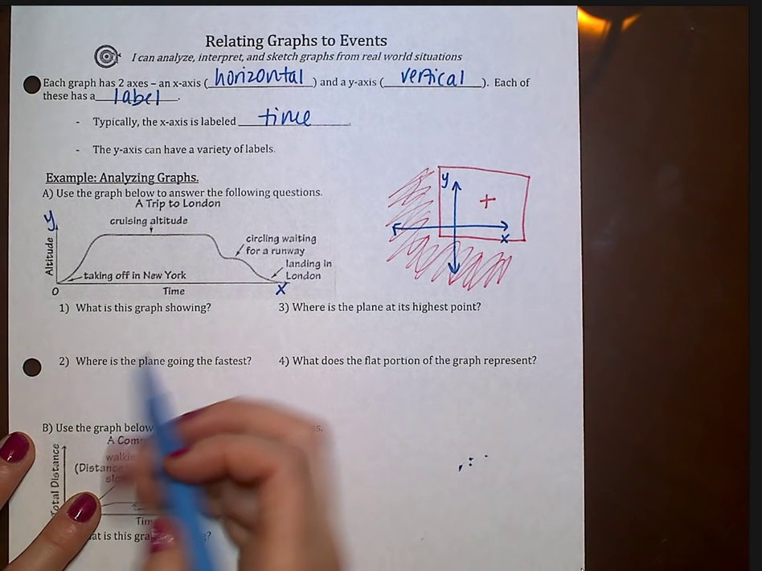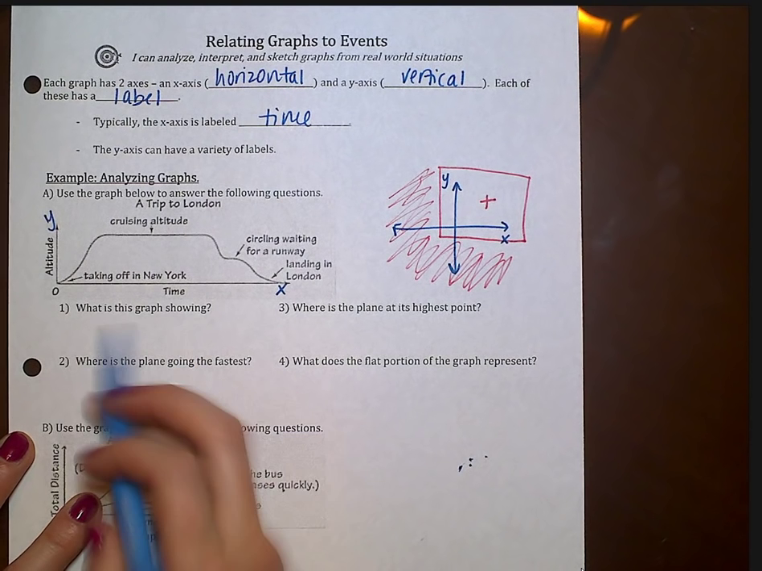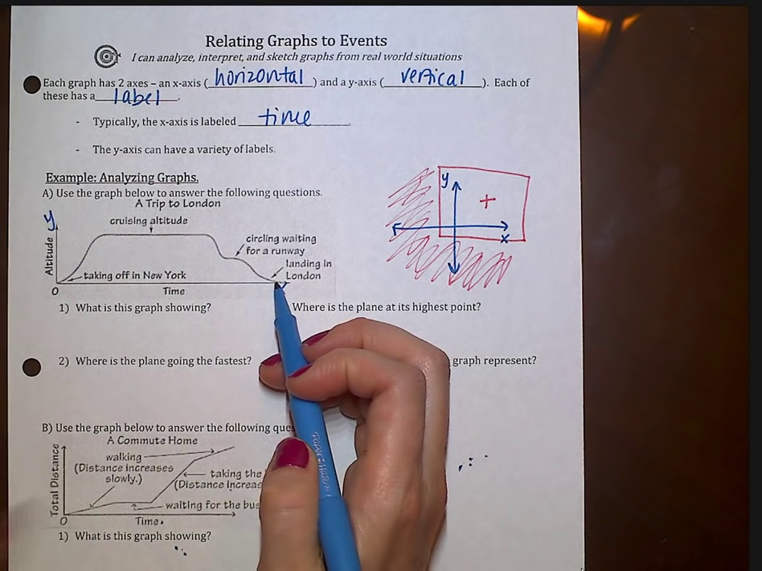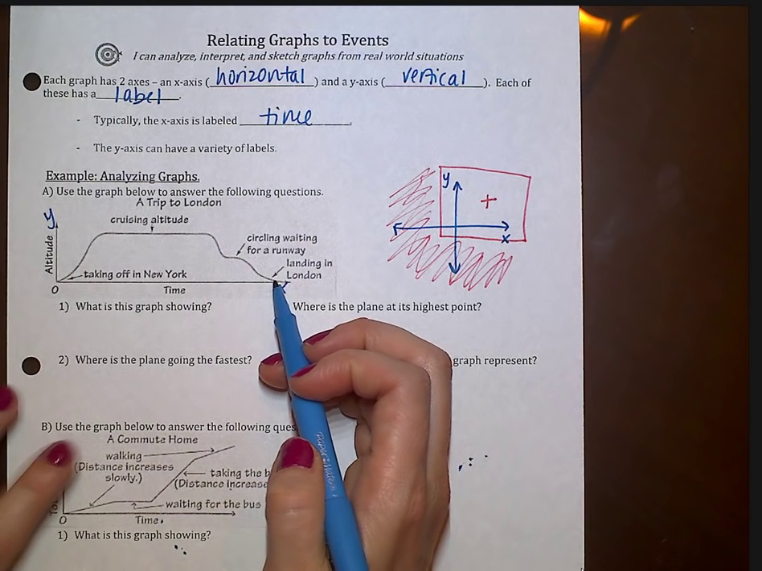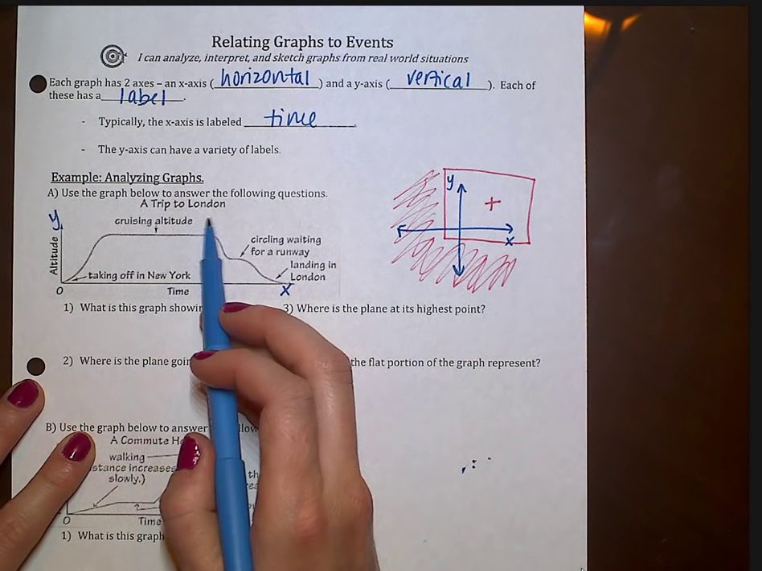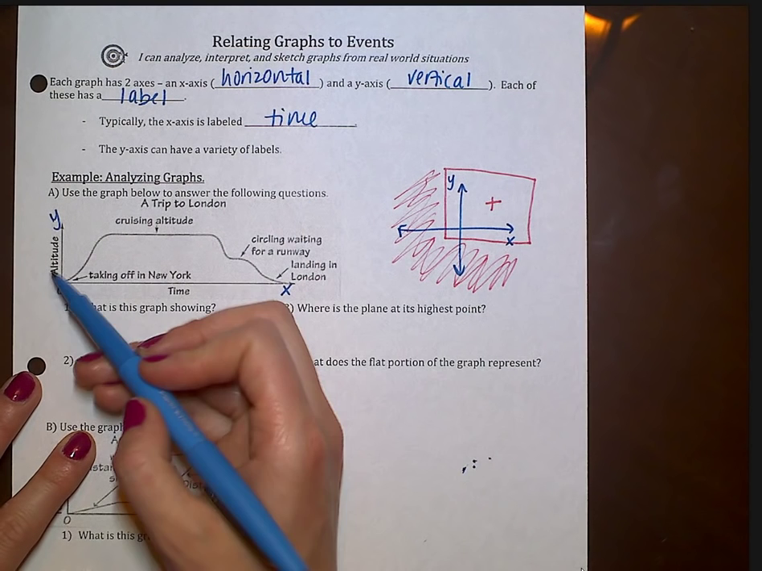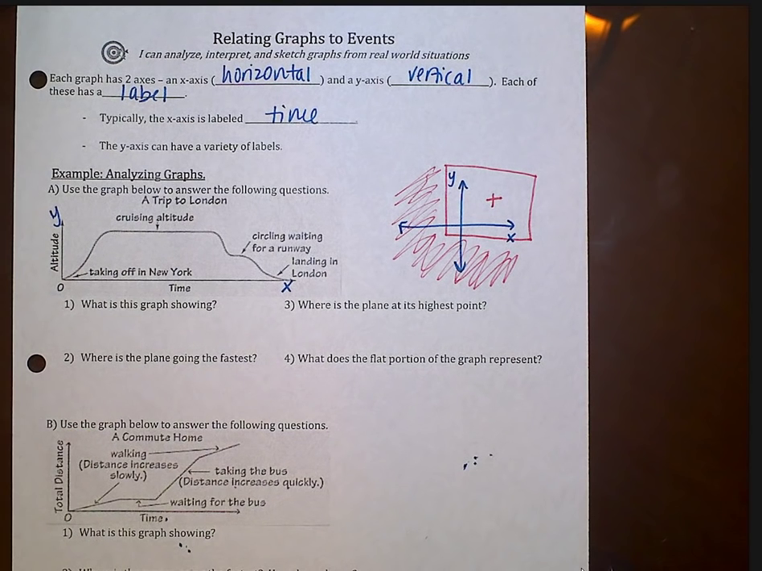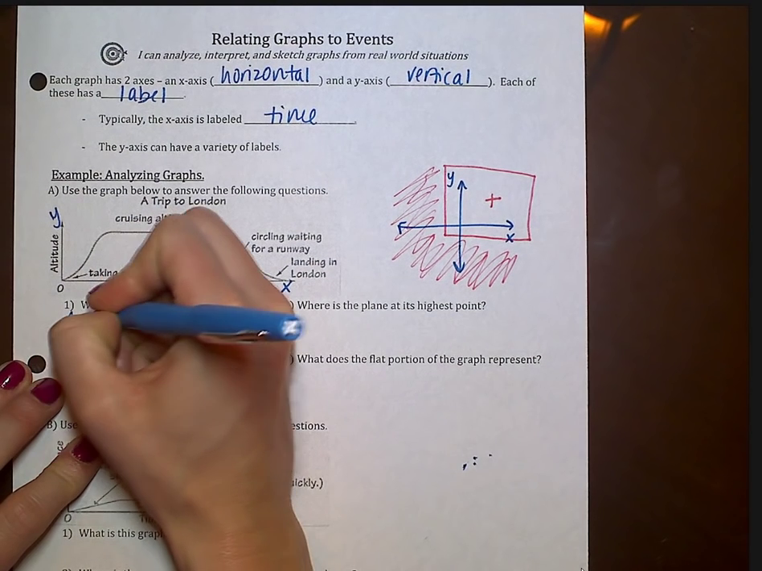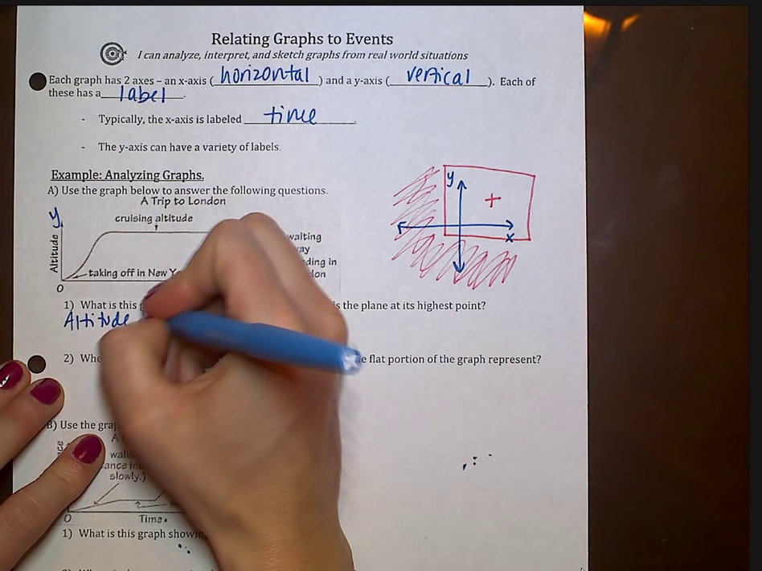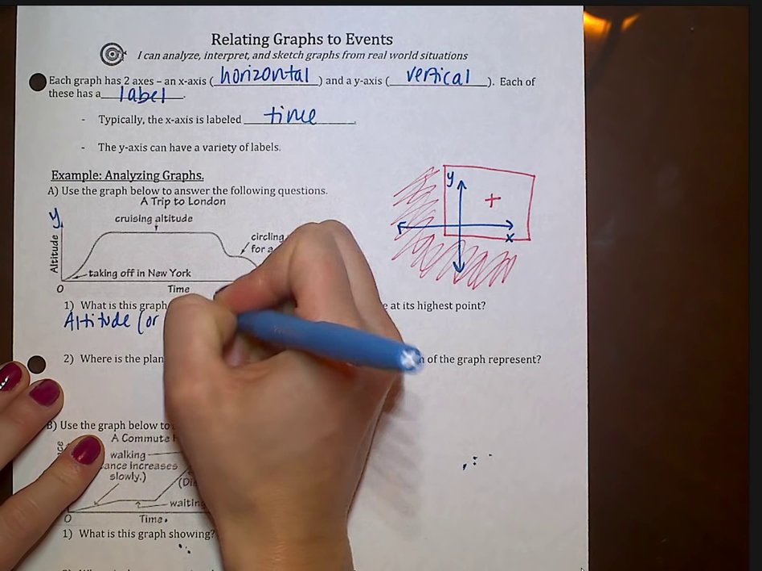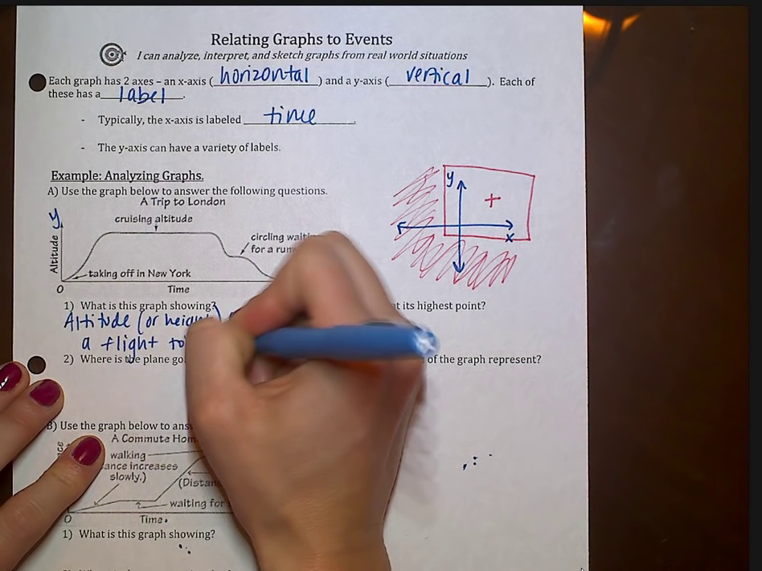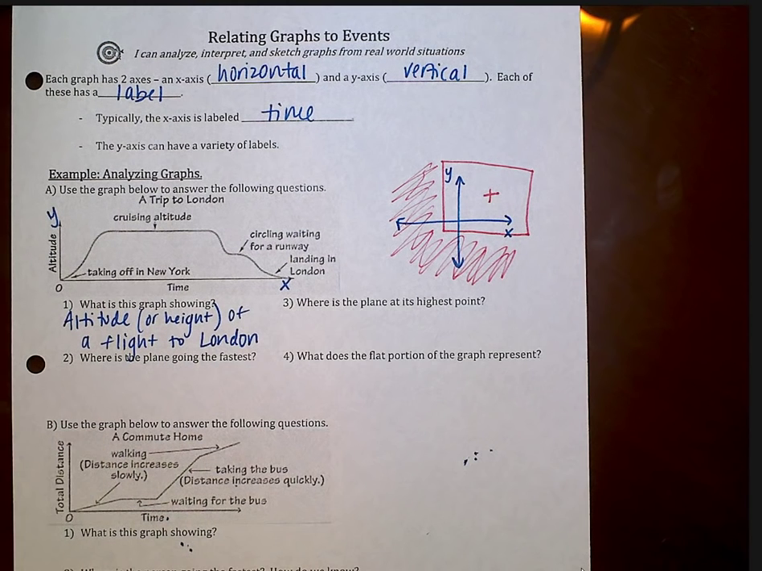The first question wants to know, what's the graph showing? There's a lot of labels at the different parts, where the graph changes. Those are what we'll think of as different parts of the graph. As a whole, though, this graph is showing a plane's trip to London, and it's showing how its altitude is related to the trip over time. So let's say the altitude or the height, how high the plane is, of a flight to London. Yes, you have to write for your answers here. I know, it's terrible. It's like English.